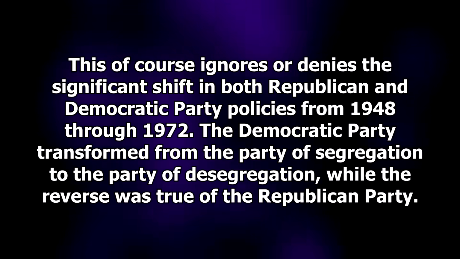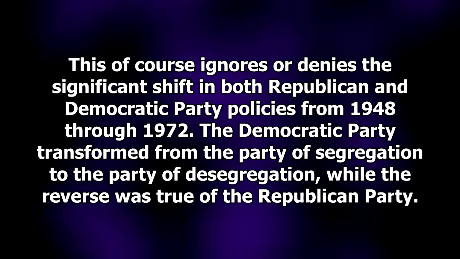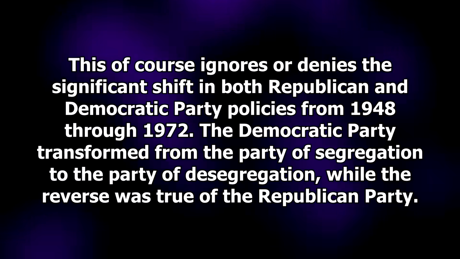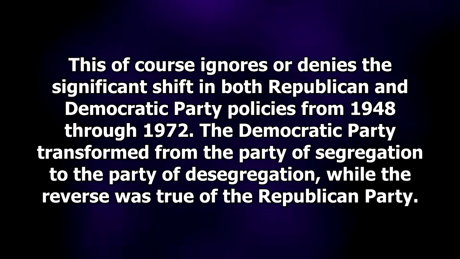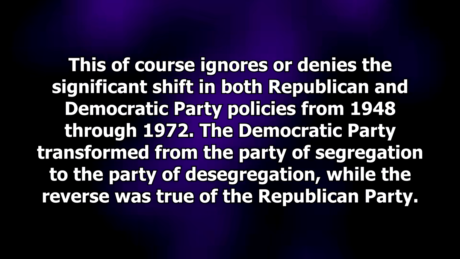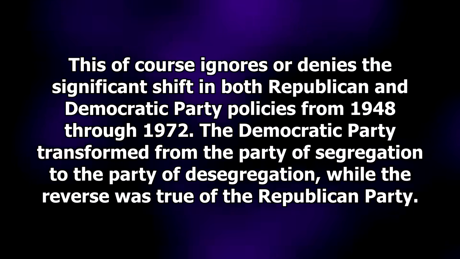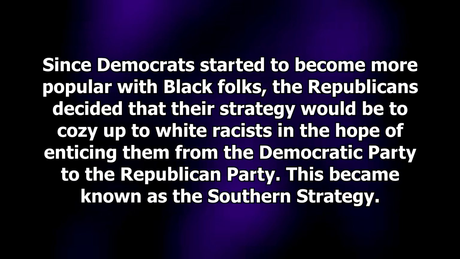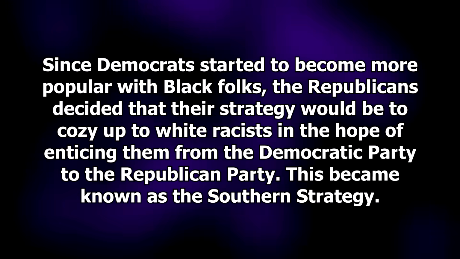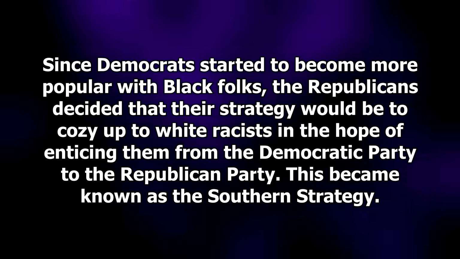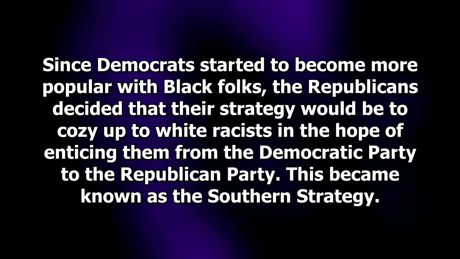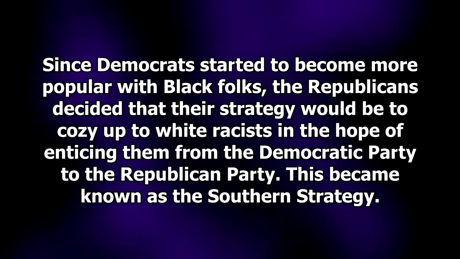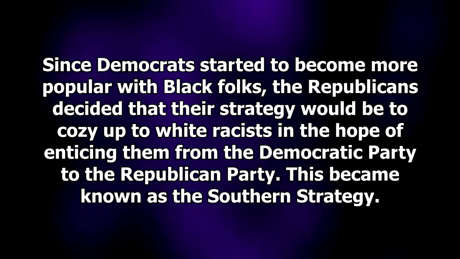This, of course, ignores or denies the significant shift in both Republican and Democratic Party policies from 1948 through 1972. The Democratic Party transformed from the party of segregation to the party of desegregation, while the reverse was true of the Republican Party. Since Democrats started to become more popular with black folks, the Republicans decided that their strategy would be to cozy up to white racists in the hope of enticing them from the Democratic Party to the Republican Party. This became known as the Southern Strategy.